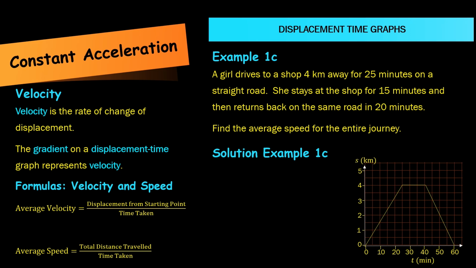So let's solve this. We've highlighted the key points in red in part C. So the girl is driving to a shop 4 kilometers away and then returns back on the same road. And we're finding the average speed for the entire journey. So the total distance is 4 kilometers plus 4 kilometers. Since we're looking at speed, the direction in which the girl is traveling is not important anymore. So the total distance is 8 kilometers.